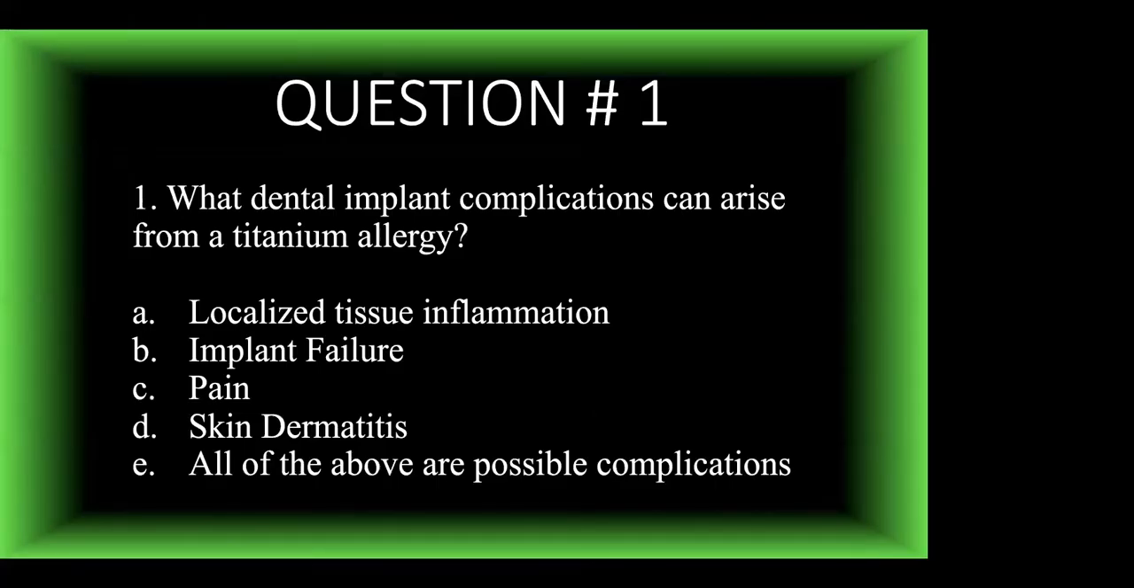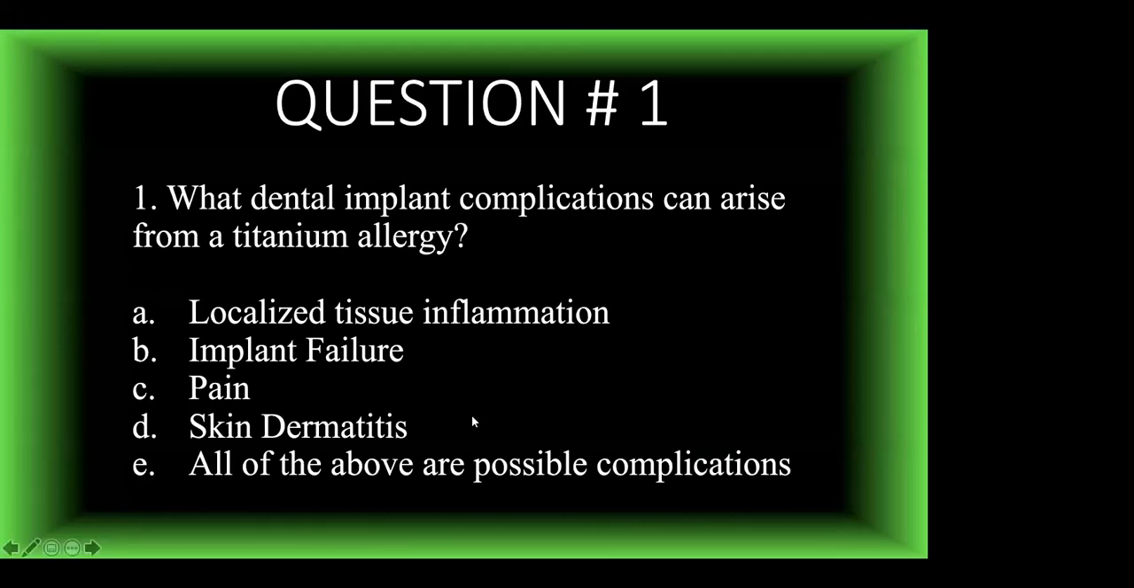What dental implant complications can arise if the patient has a true titanium allergy? A would be localized tissue inflammation. B would be implant failure. C would be pain. D would be skin dermatitis. E would be all the above are possible complications. So a patient has a true titanium allergy. What would be a symptom or symptoms or complications that can arise from that? Please pick A, B, C, D, or E.